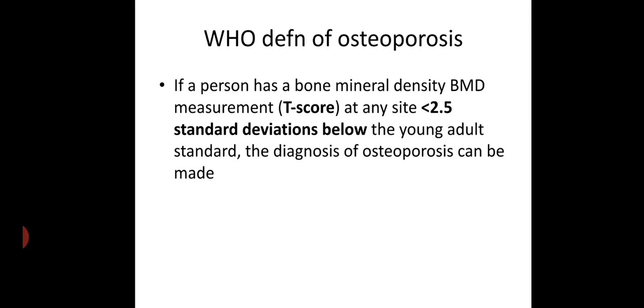WHO definition of osteoporosis: if a person has a bone mineral density measurement T score at any site less than 2.5 standard deviations below the young adult standard, the diagnosis of osteoporosis can be made. So, T score less than 2.5 standard deviations below the young adult standard.